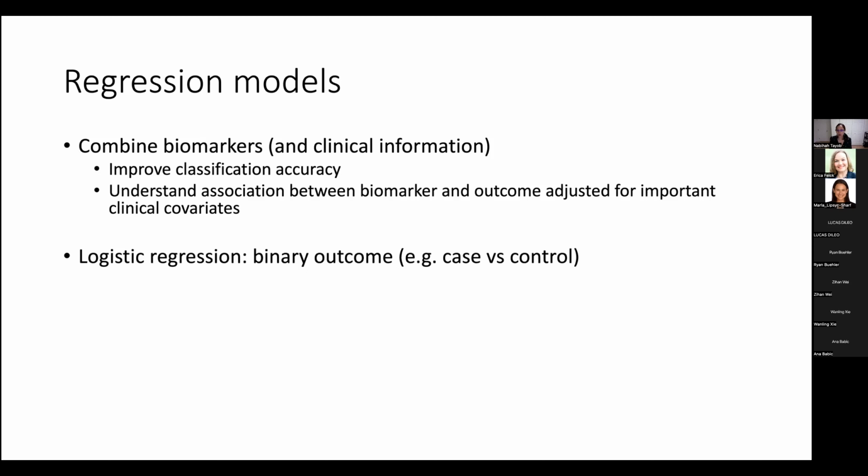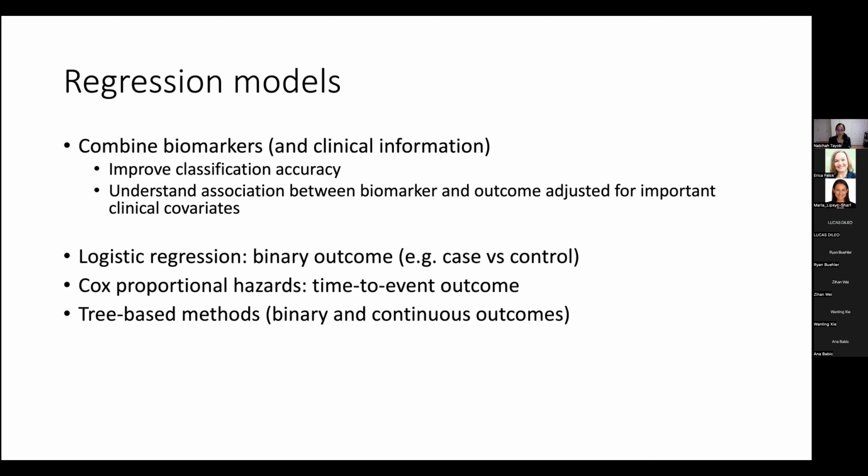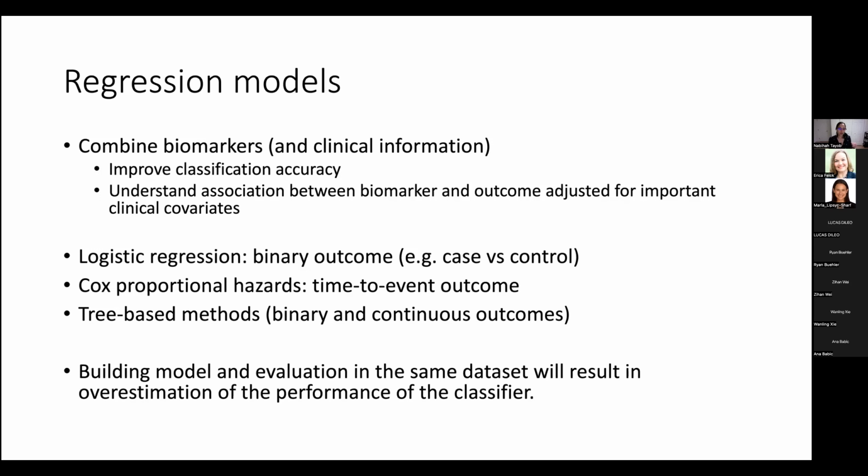If you have a binary outcome, then we're using logistic regression. If you have a time to event outcome, we're using Cox proportional hazards. I haven't really used them so much, but you have tree-based methods. So all kinds of methods basically for regression, combining things with the idea of making classifications. And a lot of these are existing methods, how you do model building, all of that kind of stuff still plays when you are doing biomarker evaluation. They're still all important, looking at model fit, model checking, things like that.